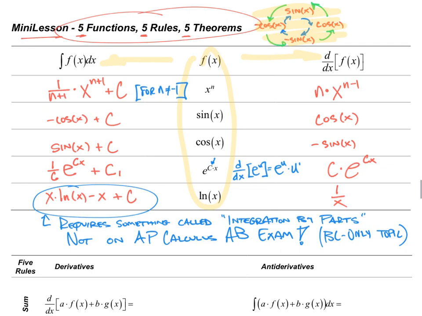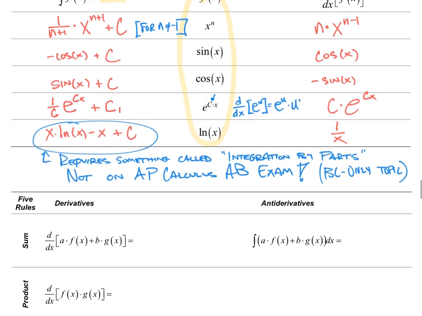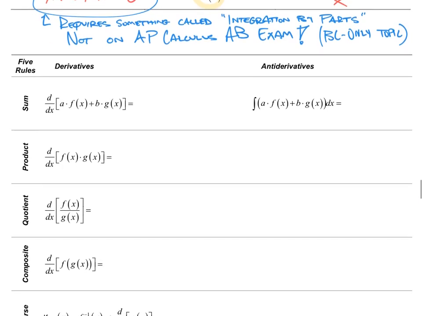Okay, now that we got the dog settled down and we're done with 5 functions, let's go ahead and move on down here and look at 5 rules. So these are some basic rules for derivatives and antiderivatives.